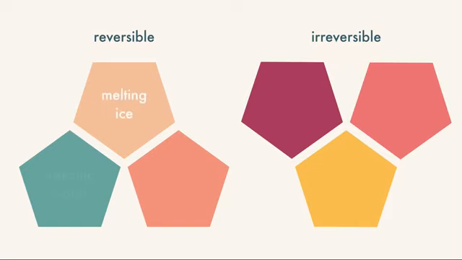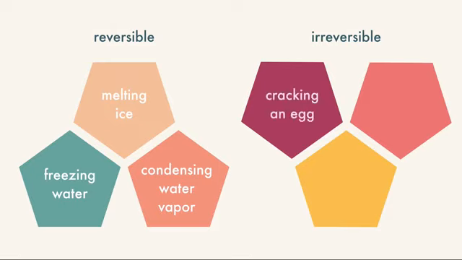Melting ice, freezing water, and condensing water vapor are examples of reversible physical change. You can change them back by changing the temperature. Cracking an egg, cutting your hair, and sharpening a pencil are irreversible. You can't uncut your hair. If that were possible, that would actually be seriously cool, but kind of weird. And also, it's not possible.